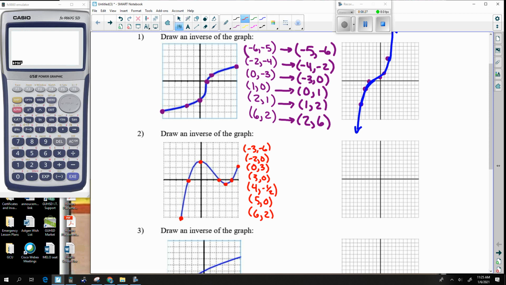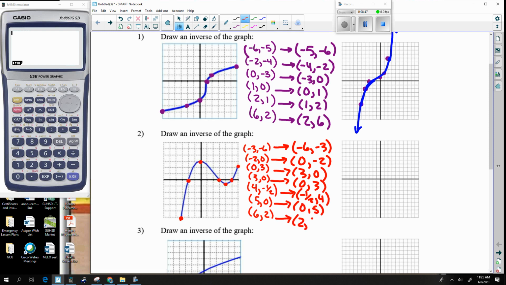All right, so taking the inverses of this, this would be -6, -3, 0, -2, 3, 0. Again, x's become y's, y's become x's. 0, 3, -1/2, 4, 0, 5, 2, 6.